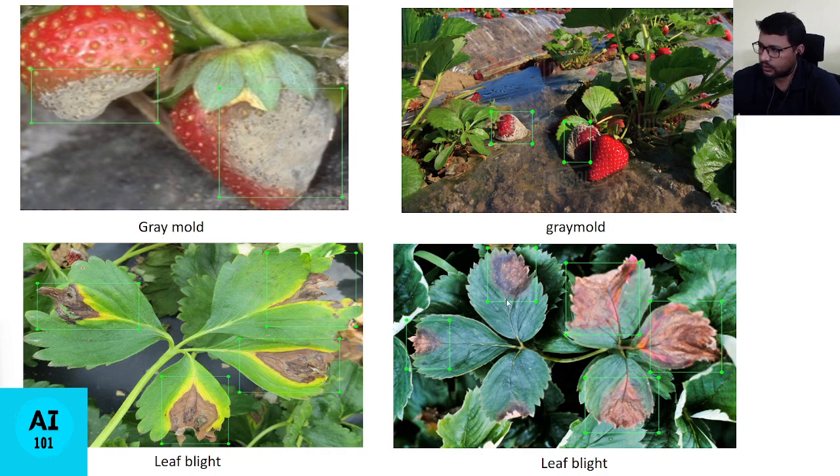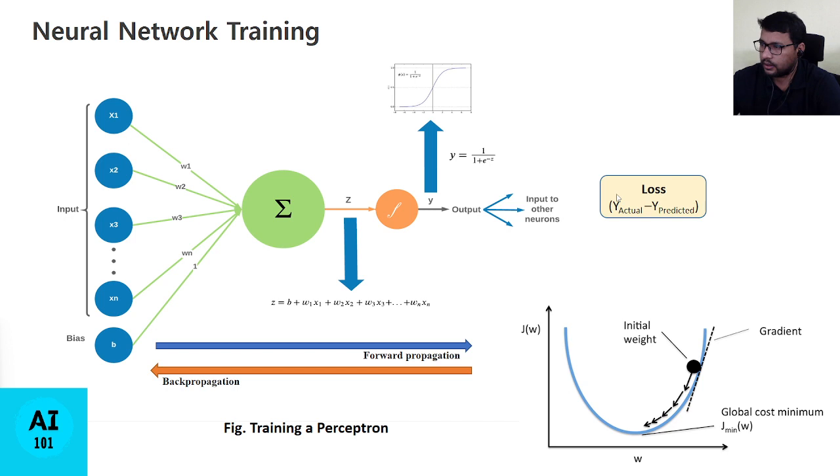Similarly, we have another example. Here we have four classes of strawberry disease, and we need to annotate the data in this way. You can see here. And after the data annotation, you need to train your neural networks, right?